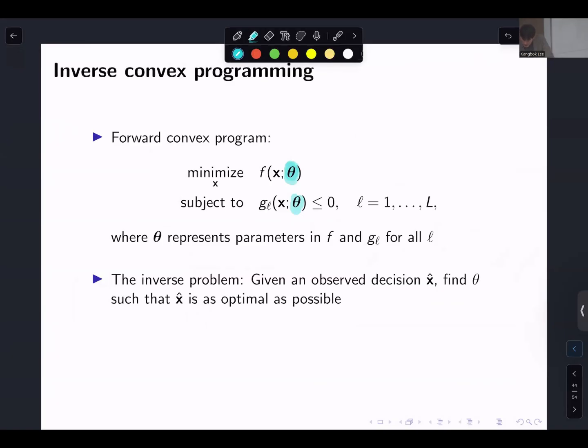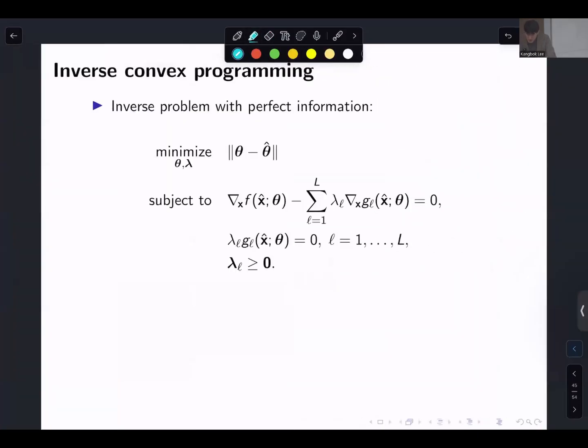Can you find theta that makes a given observed solution or decision X hat as optimal as possible? That's the goal for inverse convex programming. Now, if you think about it again, it is equivalent to finding a C vector or the theta parameters that allow the given solution to satisfy KKT conditions.